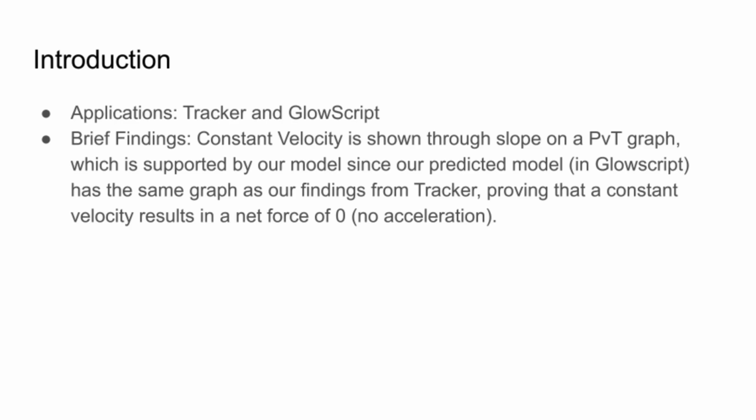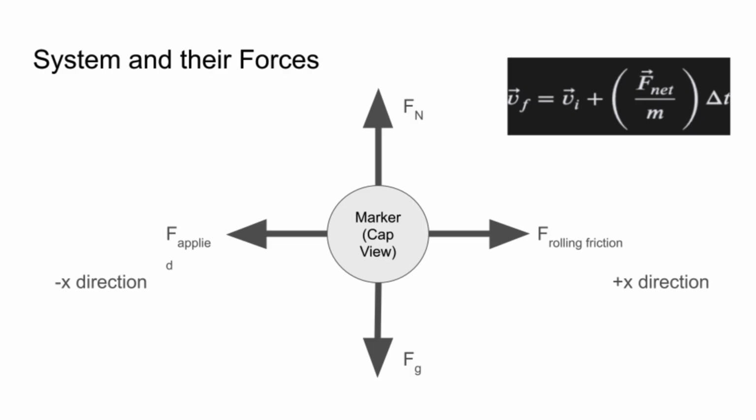In GlowScript, we used the Lab 1 starter code, and then we edited it in order to try and replicate our graph. Briefly, we found out that constant velocity is shown through slope on a position versus time graph, which is supported by our model since our predicted model in GlowScript has the same graph as our findings from Tracker, proving that a net force of 0 results in constant velocity in the system.